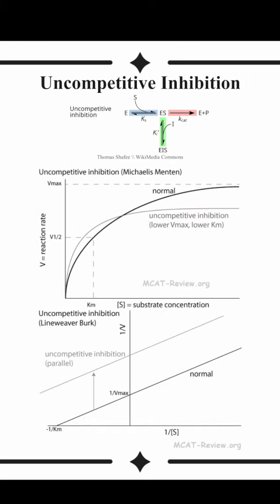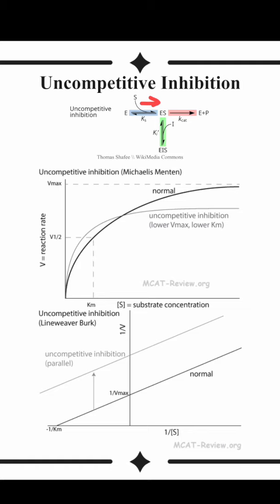In uncompetitive inhibition, the inhibitor binds to the enzyme substrate complex, knocking the enzyme out of the equation. This lowers Vmax because you have fewer enzymes available to work. This also lowers Km because of Le Chatelier's principle pulling the equation in this direction, which increases the affinity of the enzyme for the substrate.